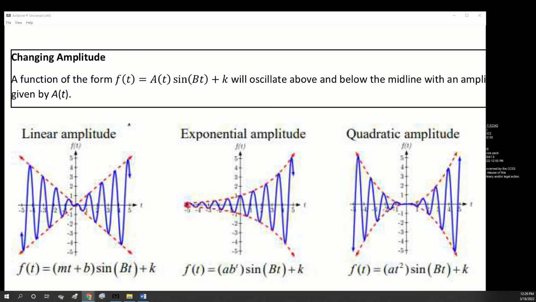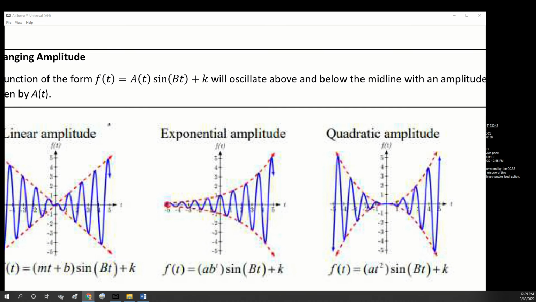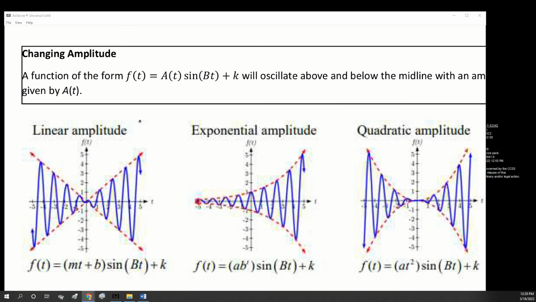All right, then instead of having it added at the end, you have it multiplied by your sine or multiplied by your cosine. It's going to oscillate above and below with the amplitude given by that function. So for example, that function is a line, like a slanted line. You'll have that line, and then you'll have the reflection of that line, and then it's just oscillating in between those two. If it's exponential growth, you'll have an exponential growth line, the reflection of it, and then it's oscillating in between. And then finally, quadratic, you'll have a parabola and then the reflection, and it's going to oscillate. So the amplitude is changing with however the function is.